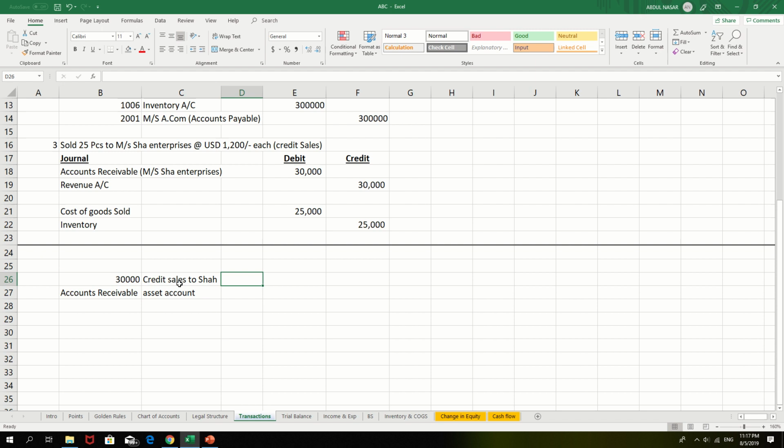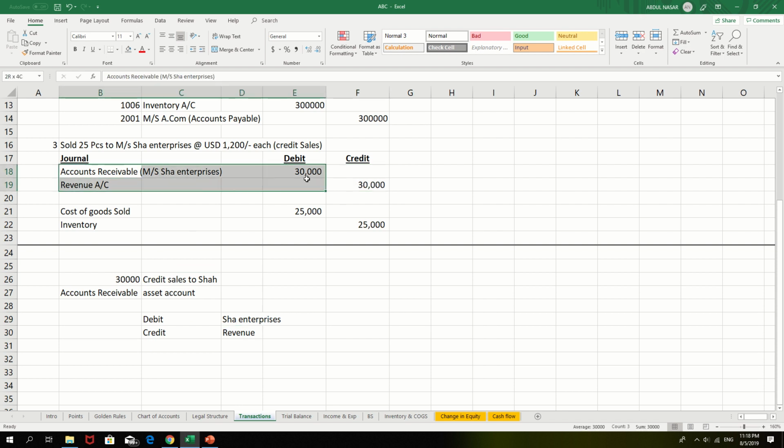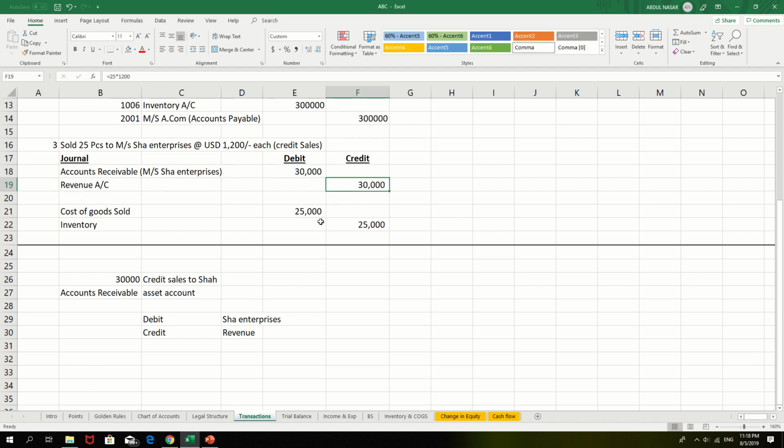Accounts receivable asset is increasing, so we have to debit what? Debit Shah Enterprises. And credit what? Credit the revenue, because the revenue is increasing also, right? Debit Shah and credit revenue. That is the first entry here. Why are we debiting Shah? Because it is an asset, and the asset is increasing. Accounts receivable was 0, now it is 30,000. Revenue account was also 0, now we got revenue, and that is also increasing. So debit Shah, credit revenue.